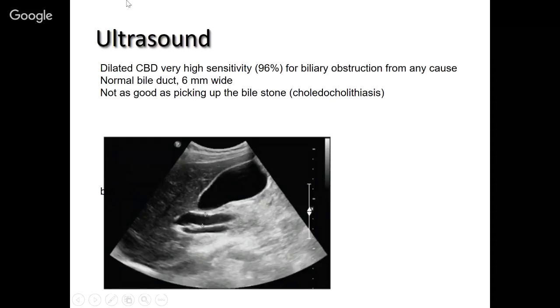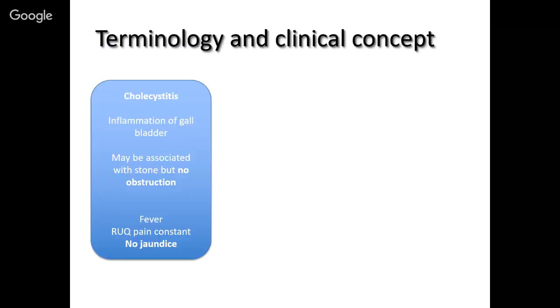So here you can see where these two little plus signs are, this very dilated common bile duct. Normally it should be 6 millimeters wide, but I have mentioned that you can't always see the stone that caused the problem. Sometimes you need to do another test to see the stone itself. So this is just a terminology reminder: cholecystitis is inflammation of the gallbladder. You don't have to have obstruction. It's just inflammation of the gallbladder.